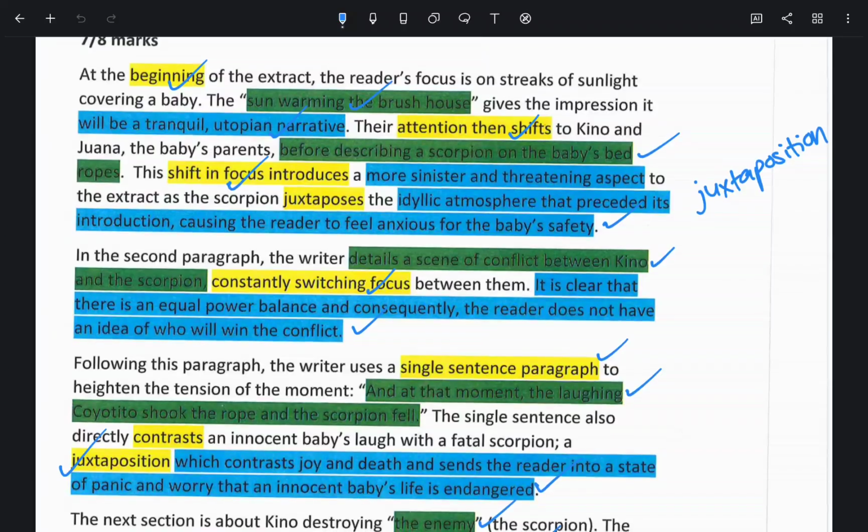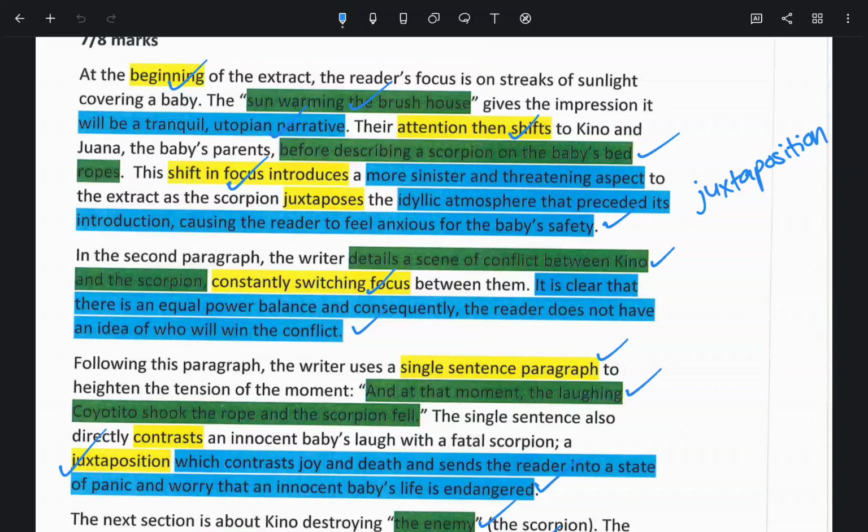Right, moving on. So let's have a look at the model answer, and you can pick out the things that you need to do to get the top marks. So you may begin something like this. At the beginning of the extract, the reader's focus is on the streaks of sunlight covering a baby. Now, can I start with a simple sentence like that? Absolutely. Tell us what the focus is at the beginning, and that will allow you to support it with evidence as well.